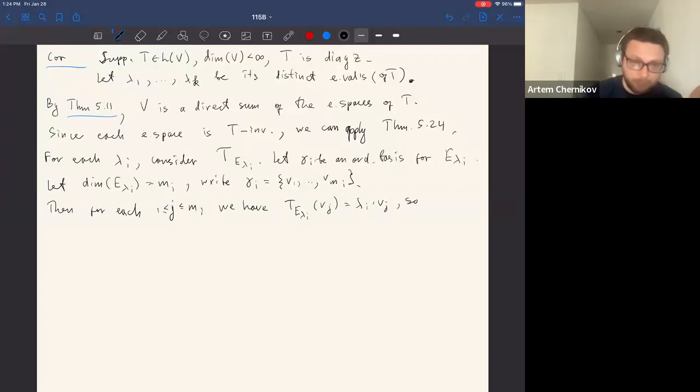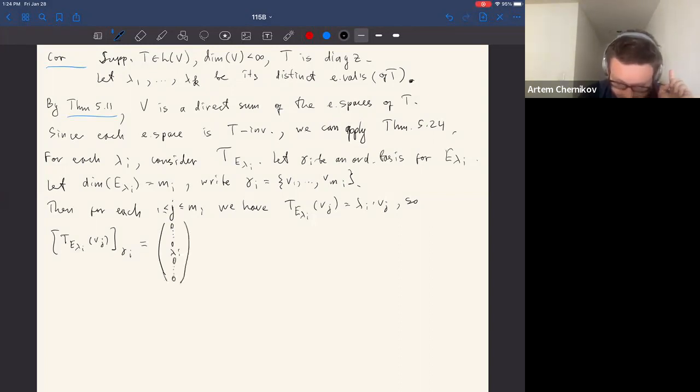And so the point is that if we now look at T restricted to E lambda I of Vj, and I look at the coordinate vector of this with respect to gamma I, what do we get? So we get zeros everywhere except for the jth position, right? So we get 0, 0. In the jth position, we just have lambda I, and after that, we have zeros again. So this is going to be the coordinate vector, where lambda I is the value in the jth position of this vector.